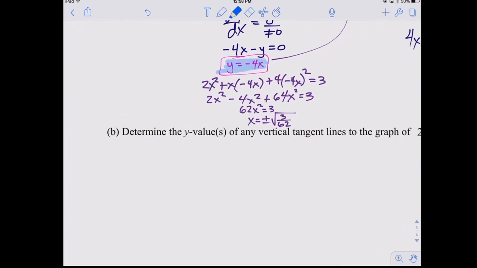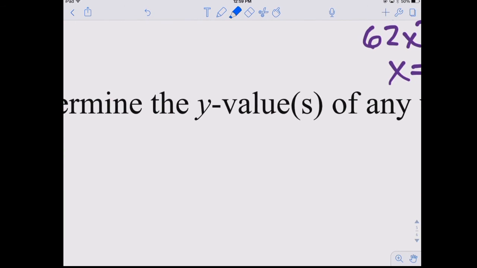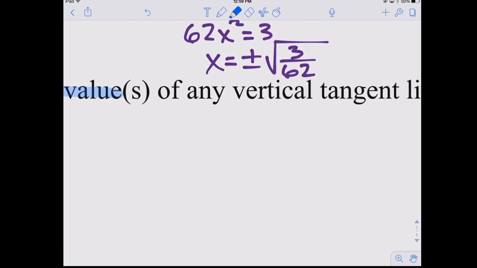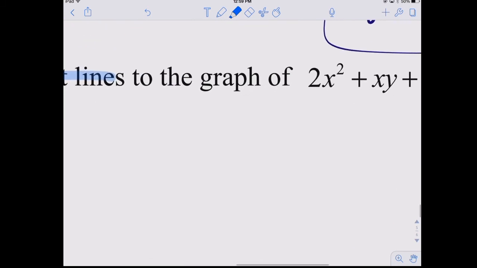All right, now I'm going to have you do B. I'm going to help you set it up, but I'm going to have you go through all the algebra. And while you're doing that, I'm going to get the decimal versions of these answers and plot them on the graph so that we can get some closure. Yeah? All right, determine the y values. Oh, that's different. We just found x values. Now we're looking for y values of any vertical tangent lines to that graph.